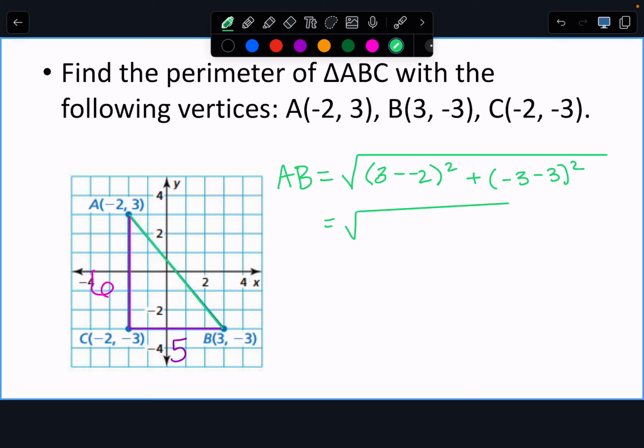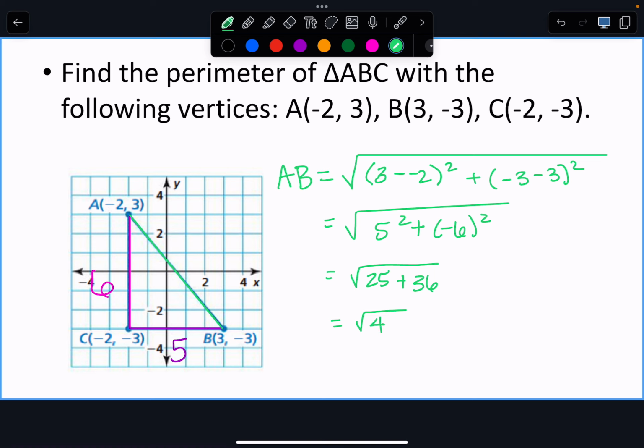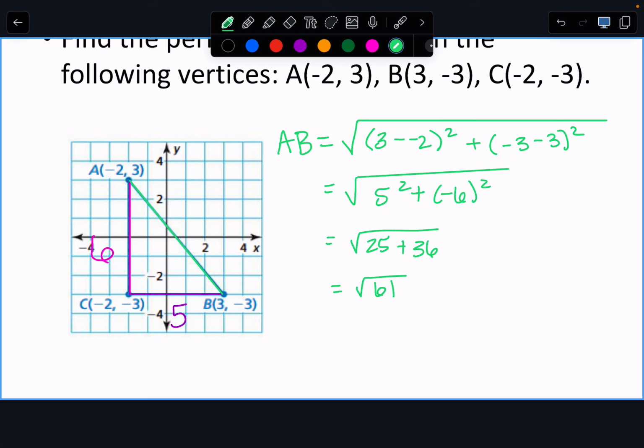Okay, so we get 5 squared plus negative 6 squared. What do we get here? 25 plus 36. Square root of 61. Tricked you.